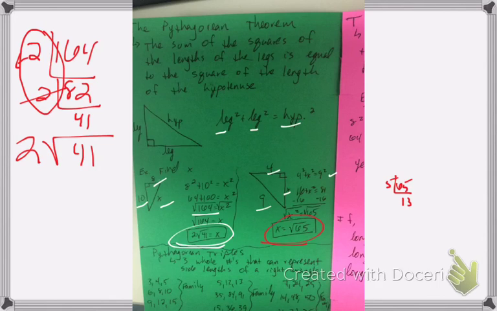Okay, a Pythagorean triple is defined as 3 whole numbers. The definition is here. 3 whole numbers that can represent the side lengths of a right triangle. Now, that means it satisfies Pythagorean theorem. Okay, so some Pythagorean triples are 3, 4, 5. 5, 12, 13, and 7, 24, 25.